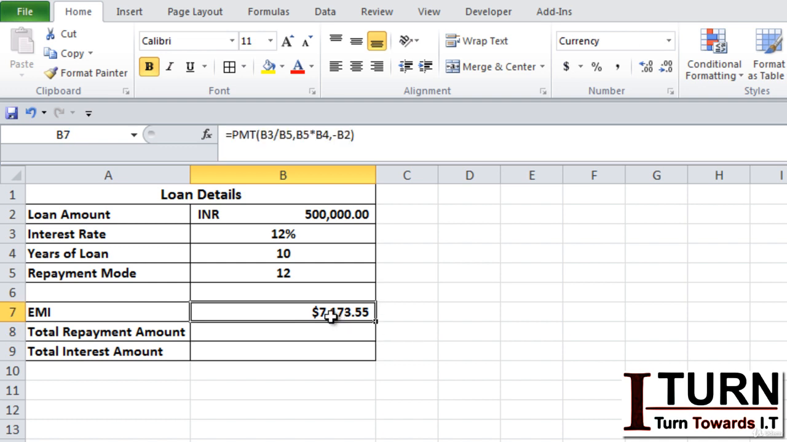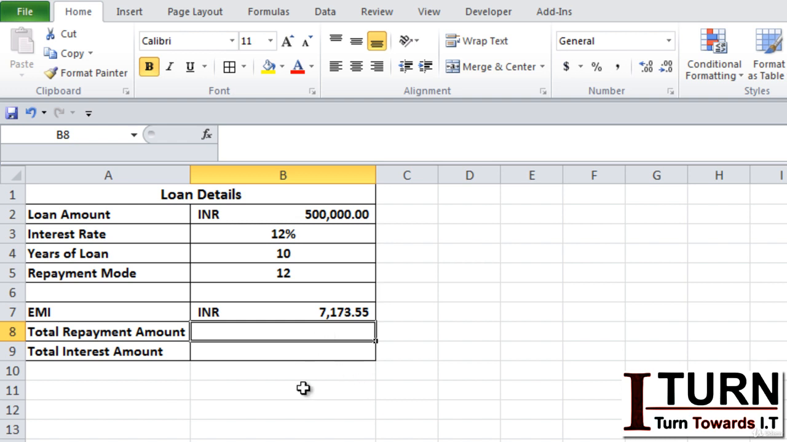It's coming in dollar. However, if you want any other format you can change it. I want it that way, and I'm using the format painter this time, so I have formatted this particular cell value and applied it over here. So this is the equated monthly installment. It means if you have taken the loan of 5 lakh rupees, interest rate is 12% for 10 years, then every month you need to make the payment, which is 7,173.55.